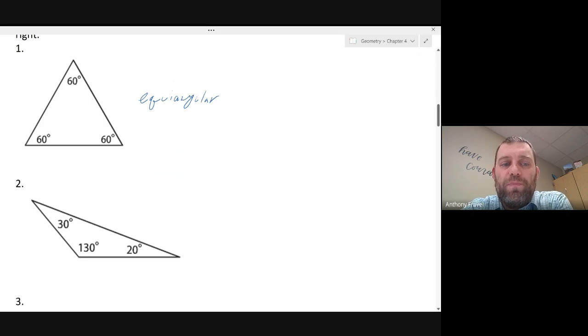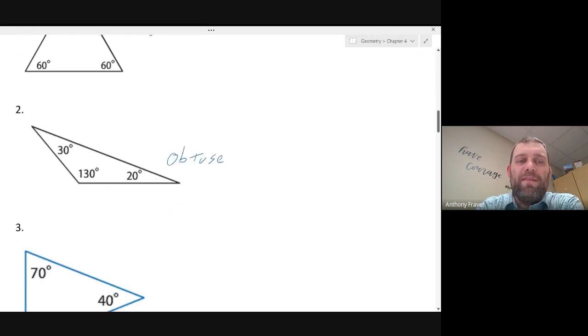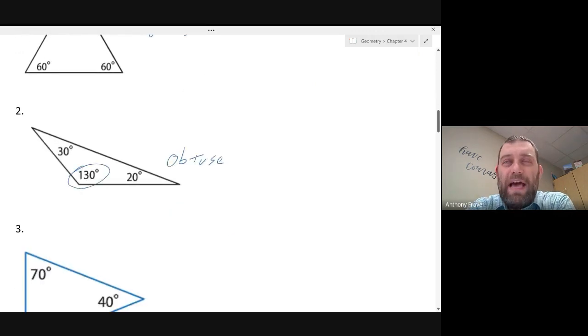Number 2. Looking at these angles, I've got a 20-degree angle, a 30-degree angle, and a 130-degree angle. Because I have one angle that is more than 90 degrees, this would be an obtuse triangle. That's this angle right down here. Because that one was above 90 degrees, that's what makes it obtuse.